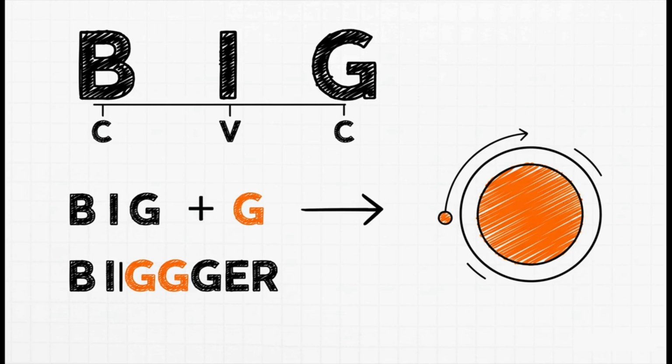That's a consonant, a vowel, and a consonant. When you see that little sandwich, you have to double the last letter before you add your ending. That's why big becomes bigger and biggest. It just helps with the pronunciation.